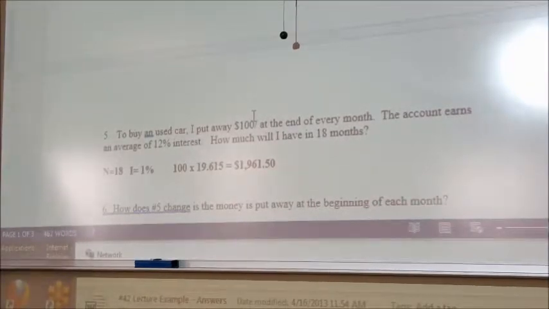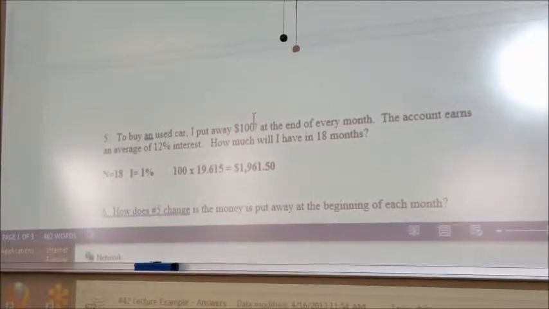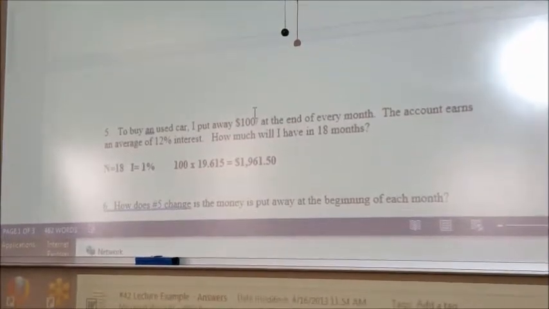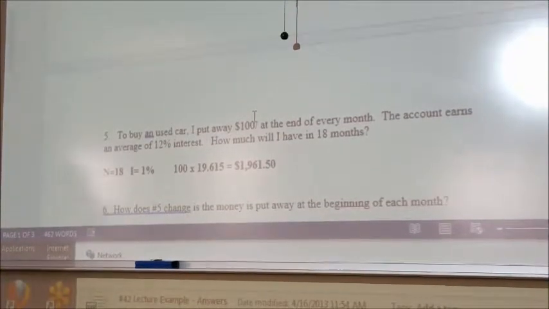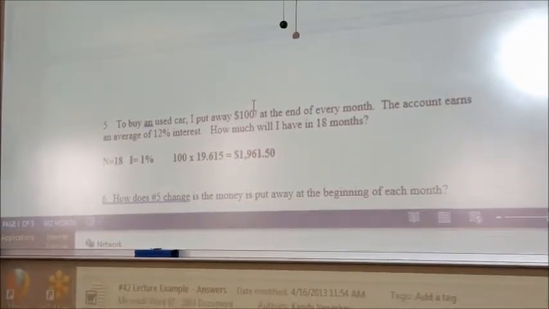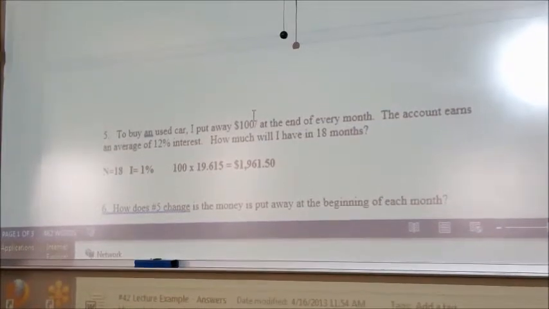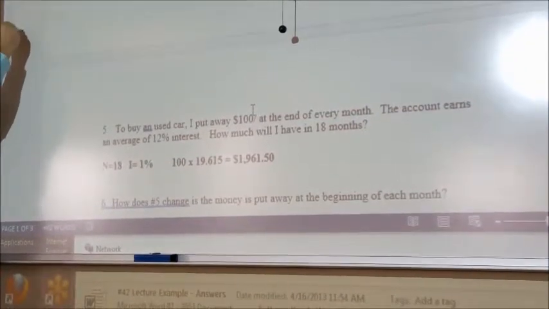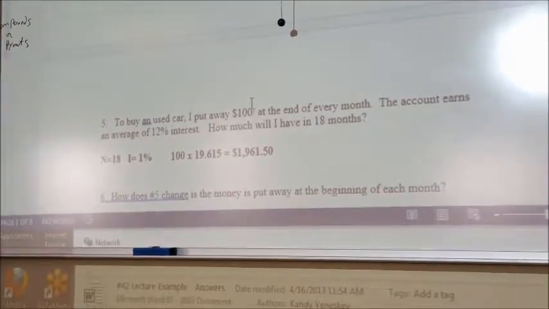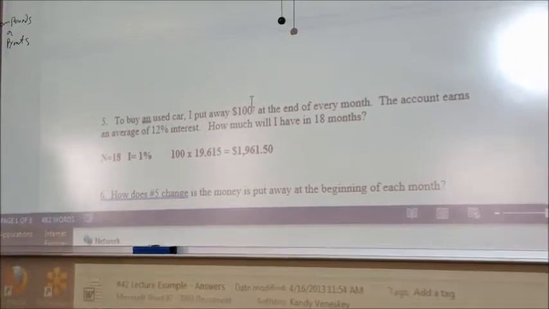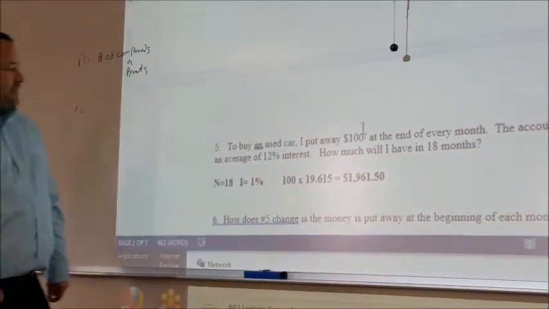The only little difference with this one is I don't want to use 12% interest. I want to use 1% interest. Because remember what the N and I stand for. N stands for the number of compounds or payments. So we have 18 payments because they're put away at the end of every month, and there's 18 months.